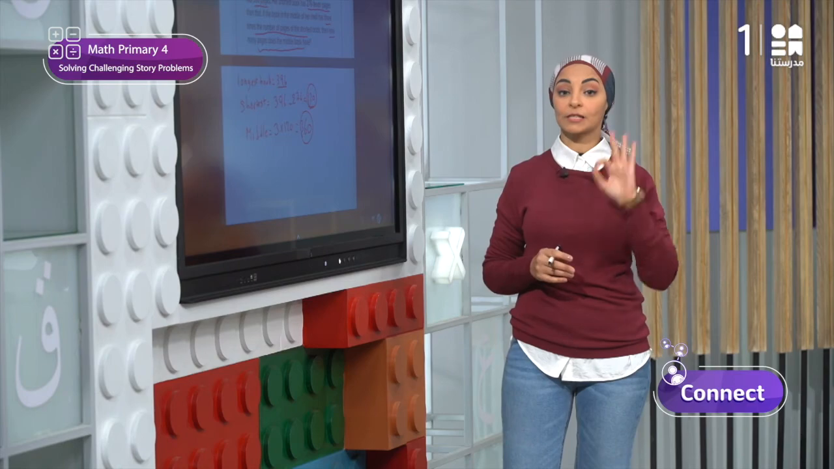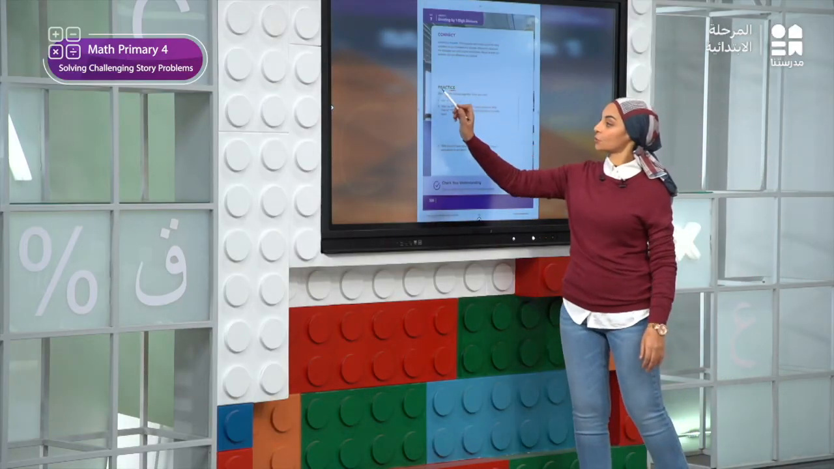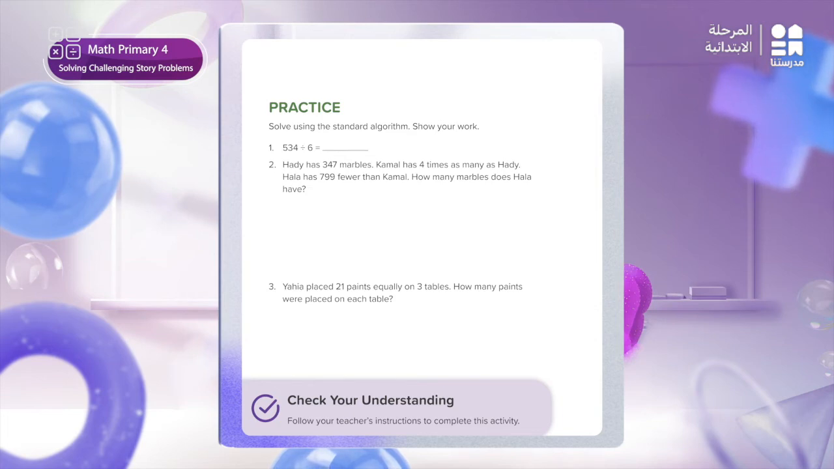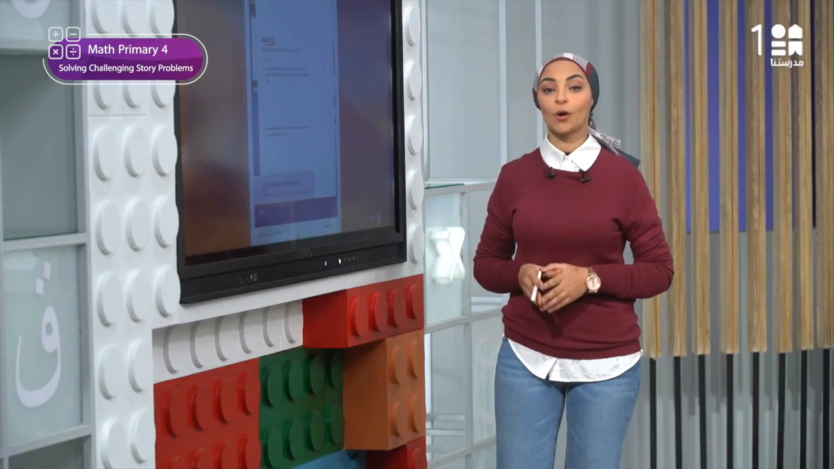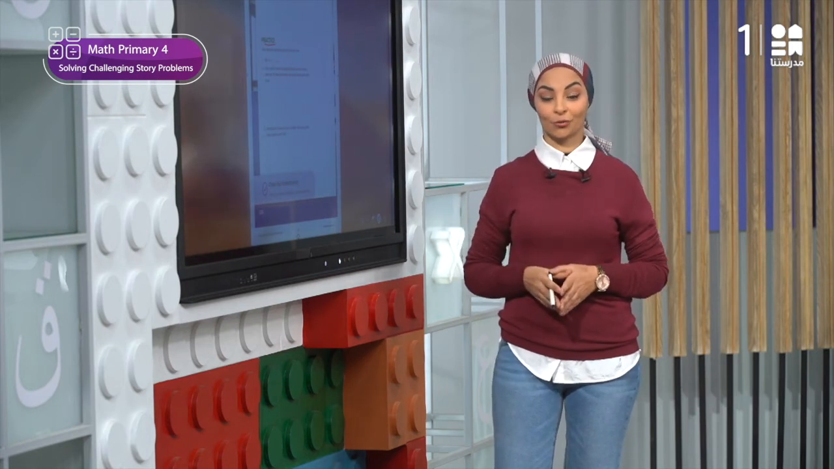Now we have 3 problems in the practice part. Let's see it. Here in the practice part, as you see, we have 3 problems. They are similar to the problems we solved before. And today, we will solve together problem number 2, and you can solve the rest of the problems on your own.